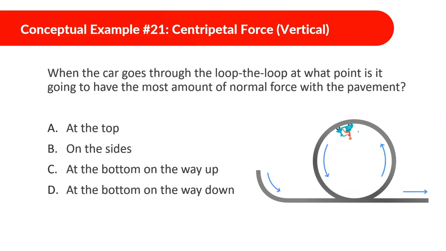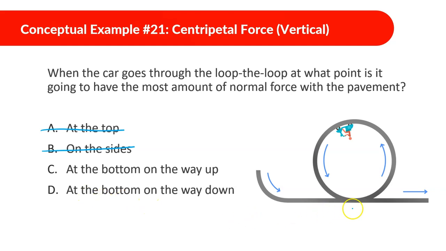Okay, moving on. When the car goes through the loop-de-loop, at what point is it going to have the most amount of normal force with the pavement? At the top, on the sides, at the bottom on the way up, at the bottom on the way down. So we just said at the top it has the least. So it's not going to be that. It's not going to be the sides. It says at the bottom on the way up and at the bottom on the way down.